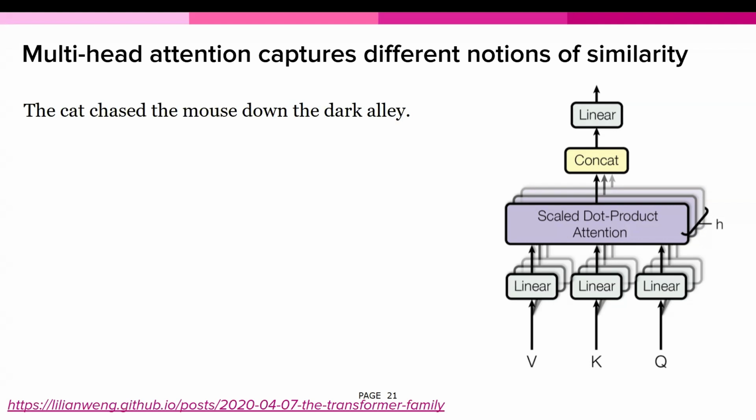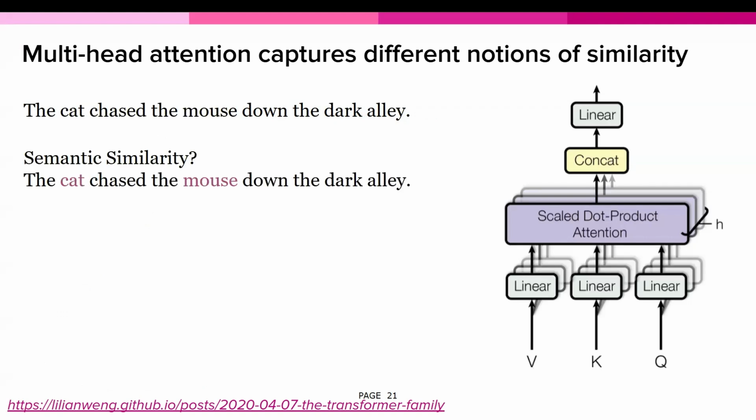So for example, consider this example. The cat chased the mouse down the dark alley. What notion of similarity should we focus on here? And it's not immediately clear. I've been focusing on these language translation tasks and motivating things in that way. But yeah, what notion of similarity is most meaningful for this sentence? And there's quite a few that we could consider.